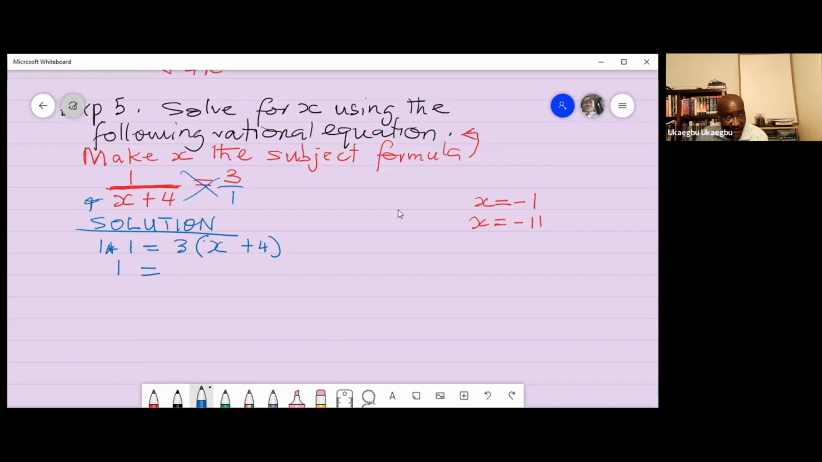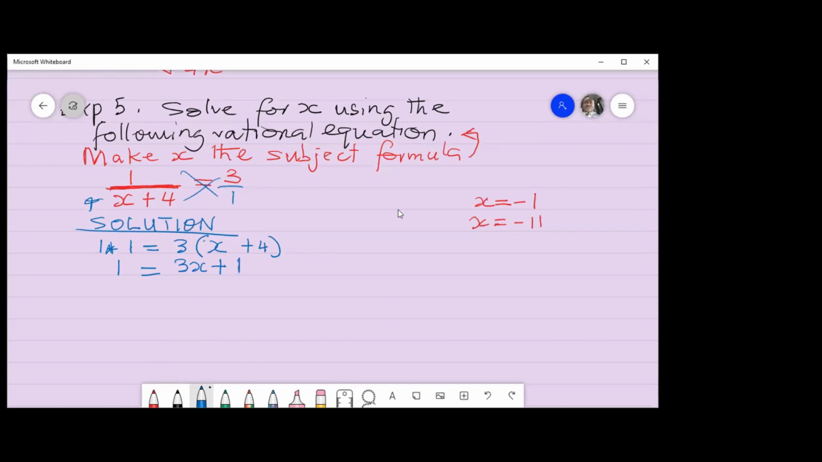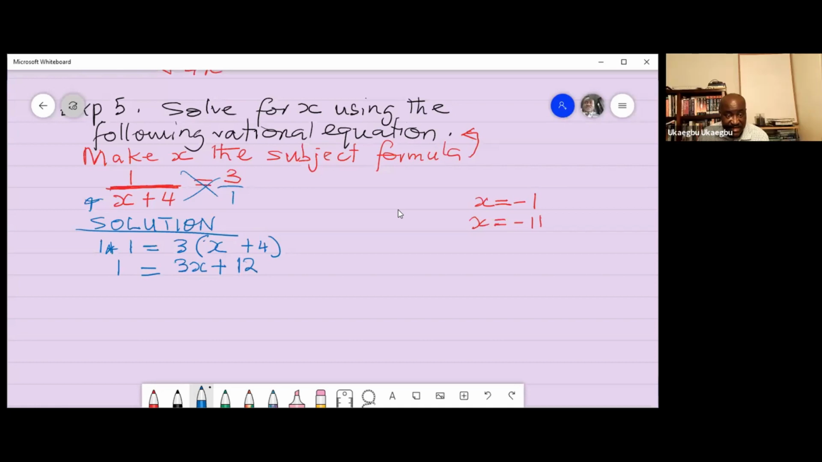Okay. So next, we open the parentheses, and then we are going to have 3x, 3 multiplied by x. We are using the distributive property. You see, we are having 3x, then plus 3 times 4 is what? 12. You see? Then, what's next?